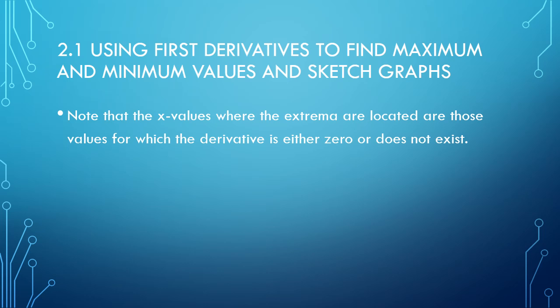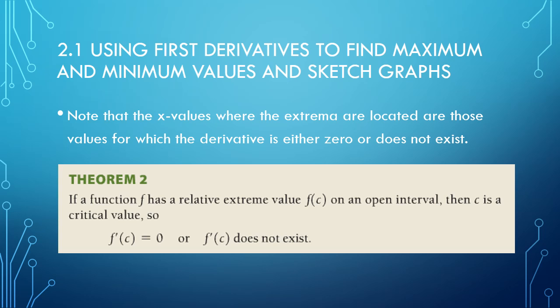Okay, note that the x values where the extrema are located are those values for which the derivative is either 0 or does not exist. I'm repeating this. Whenever something's repeated like this, it's very important. The places where the derivative is 0 or does not exist are very important points. So you need to keep in mind, it's really important to figure out where the first derivative is 0.